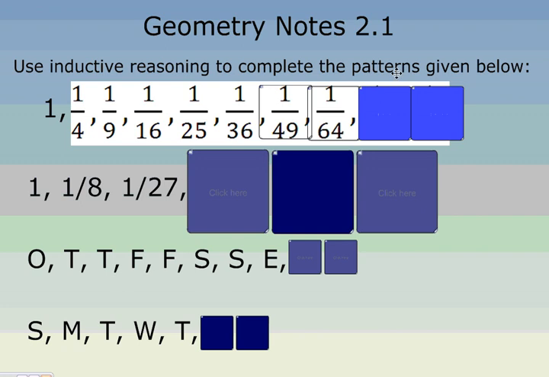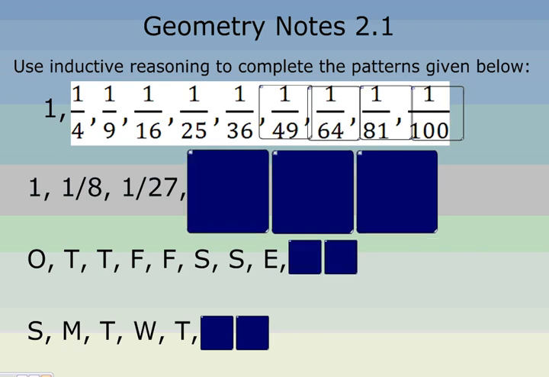which means that our next term should be 1/64. The one after that should be 1/81, and we will end up with 1/100. So sometimes it's a good idea to see if you can figure out what the rule is.